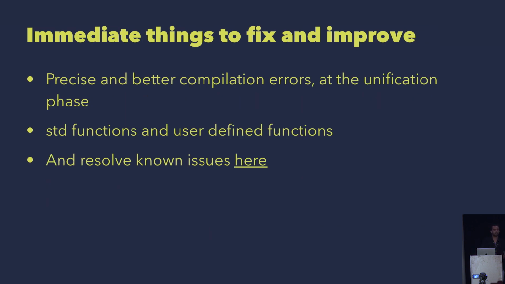And immediate things to fix. Not everything is perfect, obviously. There are issues in GitHub, which I raised even yesterday. And there are standard functions and user-defined functions, not yet there. The precise and better compilation errors, it's not good yet, and we are trying to improve. There is already a PR for that. But the design of RIP and the way we are trying to achieve all of this is looking promising. So it's only going to get better.